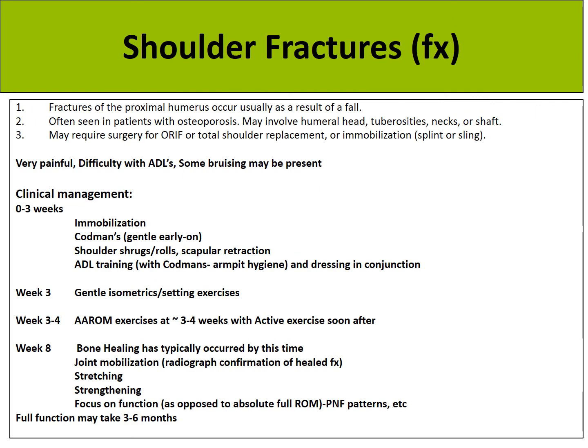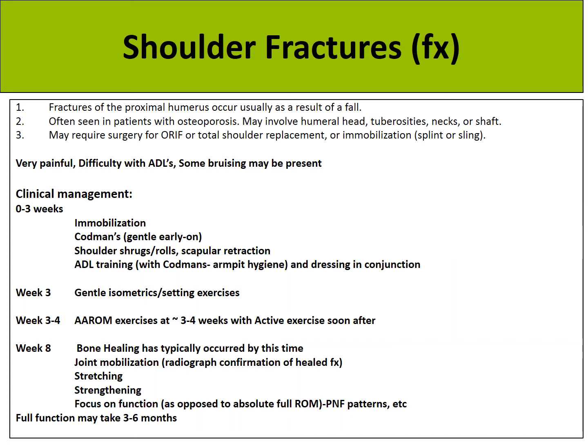Fractures to the proximal humerus usually occur as a result of a fall and can be seen even more often in patients who have a diagnosis of osteoporosis. They may involve fracture of the humeral head, the tuberosities, the neck, or the shaft. The most common site is the surgical neck. The treatment may require surgery with an open reduction internal fixation or a total shoulder replacement, or if it is a non-displaced fracture, immobilization may be all that is needed for it to heal.